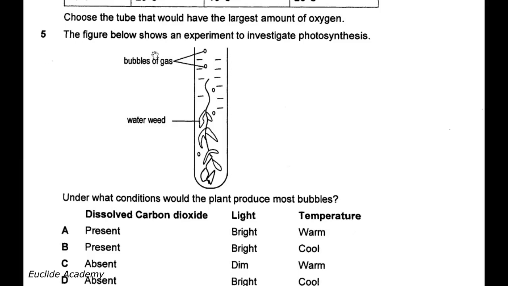The figure below shows an experiment to investigate photosynthesis. Okay, it was for photosynthesis. Bubble of gases. Okay. Water weight. Okay. Under what conditions would the plant produce most bubbles? So, okay, photosynthesis: dissolved carbon dioxide, light, temperature. Okay, they want to know what are the conditions necessary for photosynthesis. So carbon dioxide should be present. Light should be bright. Temperature should be warm. All right, so the answer should be A. That should take you about just a few seconds.